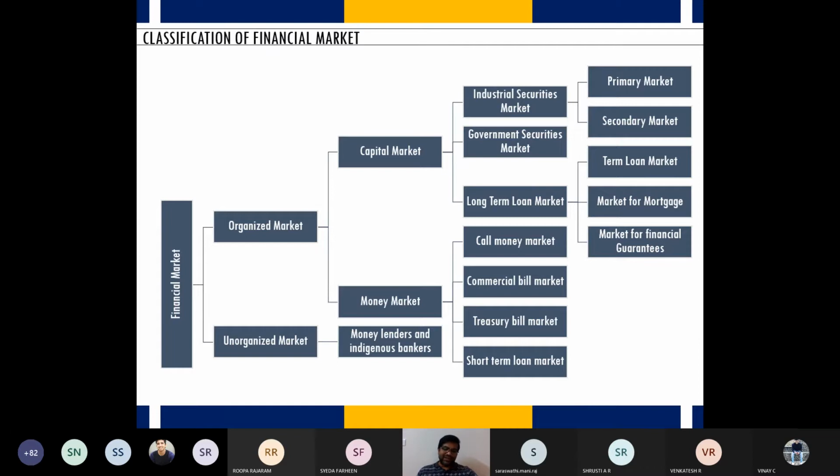One is the regulation, the second one is registration, and the third one is the tax aspect. So there are no taxes here in the case of unorganized markets. So this is the comprehensive picture of financial markets in India. Now all we have to do is drill down and go into a little more detail and discuss the organized financial market.